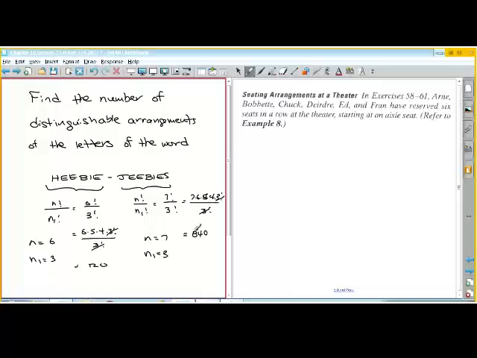So the second set of letters here, you can arrange 840 different ways, and so the total arrangements is equal to 120 from the first set times 840 from the second set of numbers. And I get 100,800.